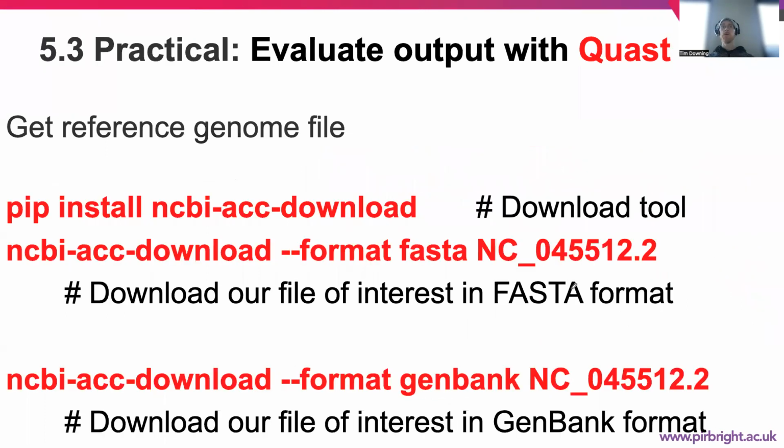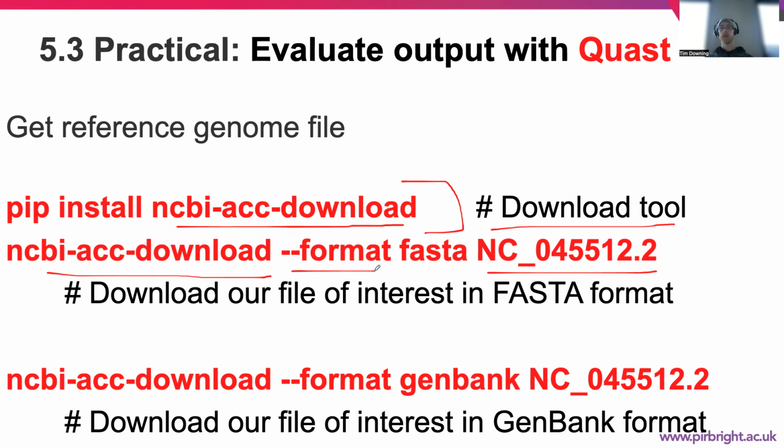So the tool that we're going to use to download the SARS-CoV-2 reference, or the reference that you want, is called ncbi-acc-download, which you can install with pip. So you'll run this command to download that tool and then be able to run it by that tool name, with the format that you want, like FASTA or GenBank, and the accession number that you want at the end. Make sure this is the exact version of the accession number that you're using, and that will download that FASTA file or GenBank file of interest to your local folder.